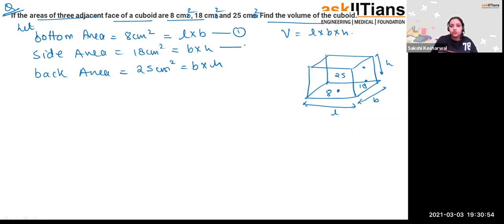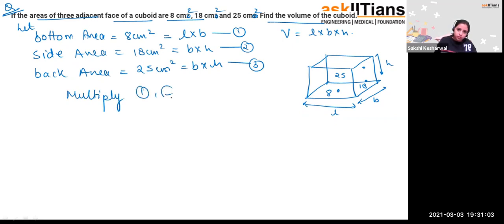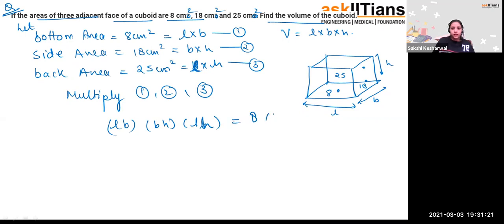This one is 1, this one is 2, this one is 3, right? I'm just multiplying all these three. So multiply 1, 2, and 3. When you multiply LB into BH into LH, it is equal to 8 into 18 into 25, right? So it is what, beta? L square into B square into H square.